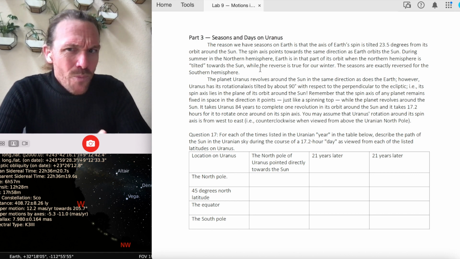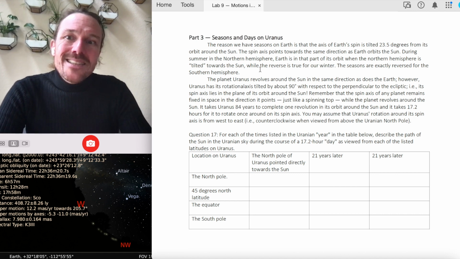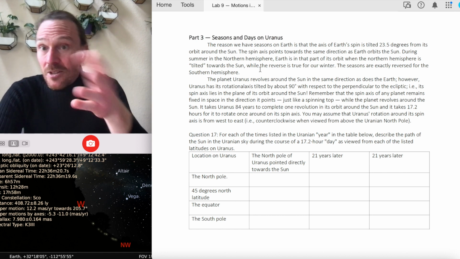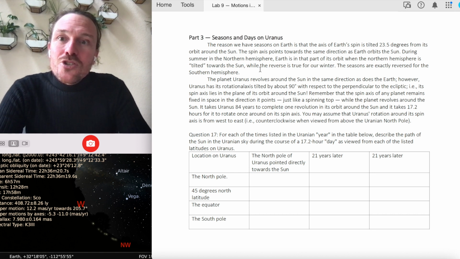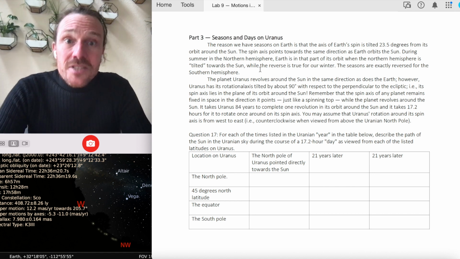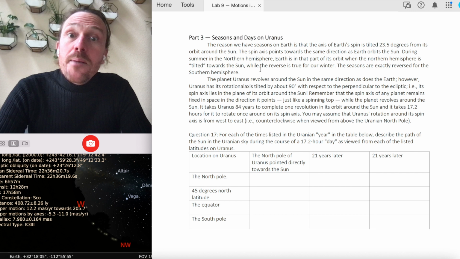So it's not retrograde like Venus, where it's upside down, so its day is almost going the wrong way. Instead, its pole is facing the sun. Okay, at least sometimes its equator faces the sun. So that's the deal with Uranus. It's a very unusual orientation. It's like it got knocked over. So the reason we have seasons on Earth is that the axis of Earth's spin is tilted 23.5 degrees. That's a pretty significant axial tilt, okay? From its orbit around the sun. The spin axis points towards the sun, towards the same direction as Earth orbits the sun.